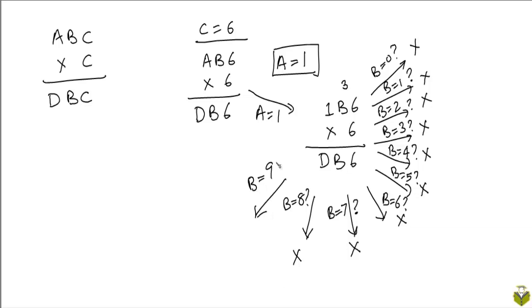What about 9? Can B be set as 9 over here? 6 9s are 54. 54 plus 3 is 57. And the way we would write 57 is we would put a 7 over here and carry a 5 forward into the next column. So if B is set to be 9 over here, it would need to be set to 7 over here. That's not consistent. So in fact, we don't get any legal value for B if we put C equal to 6.